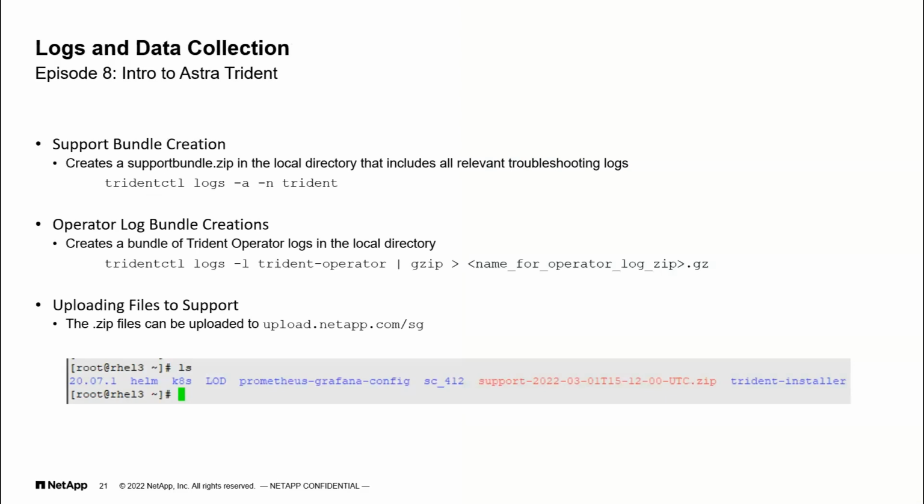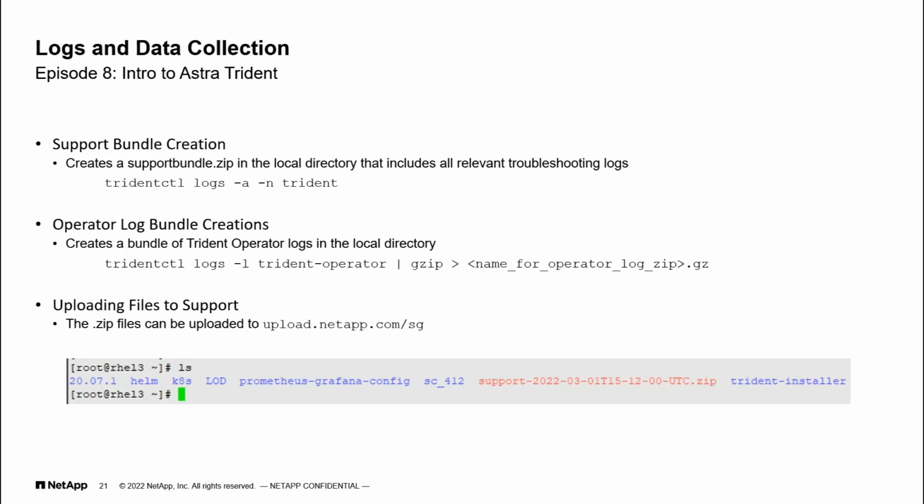We'd like to go over a few logs we generally ask for when troubleshooting a Trident case. A support bundle includes all relevant troubleshooting logs. The command for this is tridentctl logs -a -n trident, -n being the namespace, which in this case is trident. For operator logs, we'll usually run tridentctl logs -l trident-operator, pipe to gzip, and then redirect that into a file with the .gz extension.